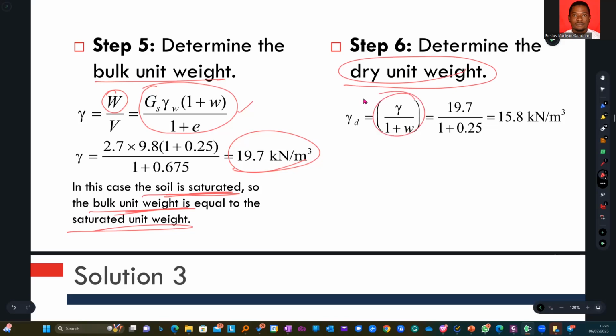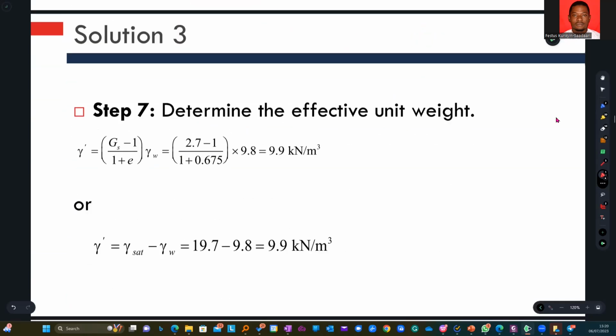So we pick the unit weight we computed from here over 1 plus W, and that will give us this. So the effective unit weight, what is it then? Because the sample is filled with water, we are assuming the water has got effect on the unit weight calculations we have done.